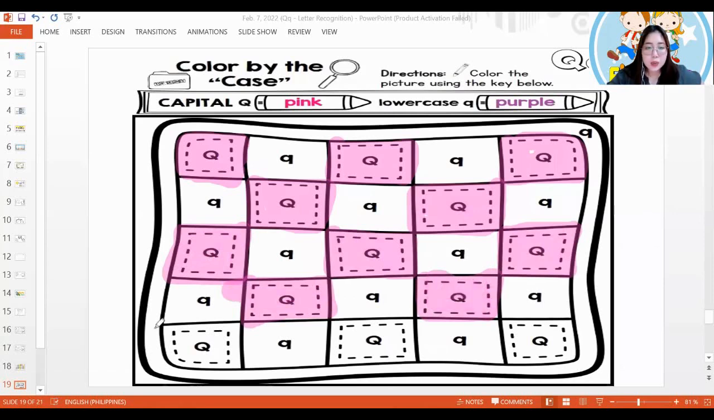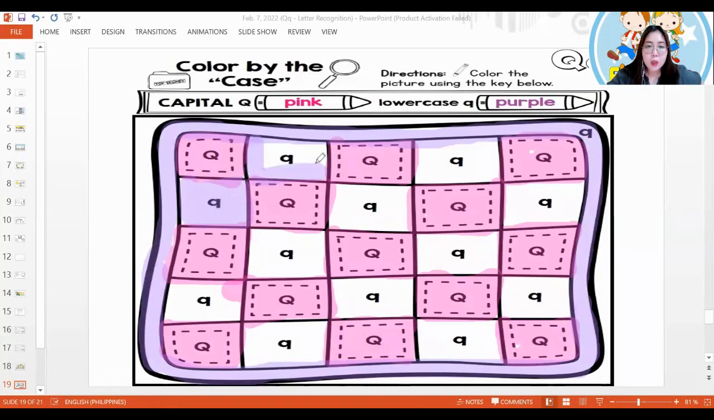So try to color inside the black lines, just like what teacher is doing here. You can use your crayon or your dabber if you like. And also, make sure that you are coloring everything and no white spaces will be left. Because your work will look very, very nice if there are no white spaces left.